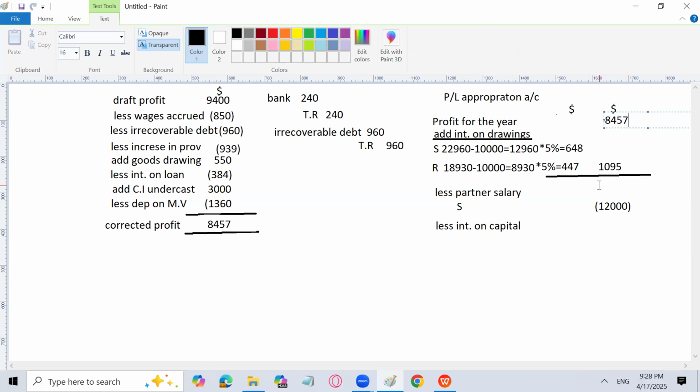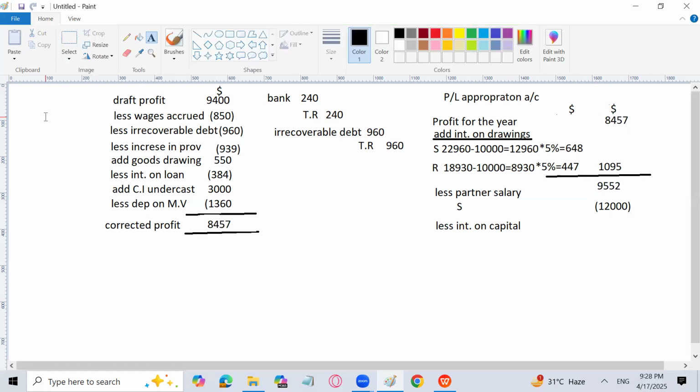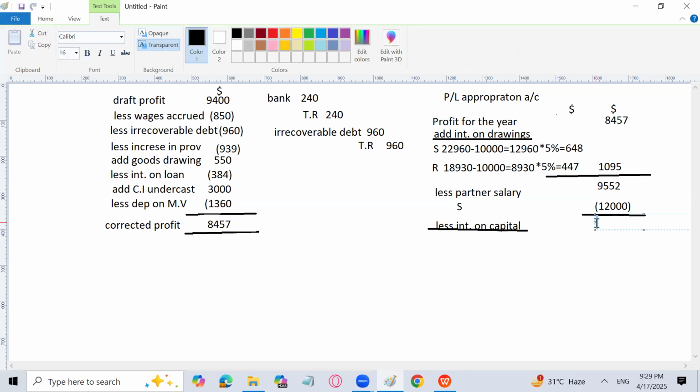Okay, now what is the amount over here? 8457 plus 1095 is 9552. 9552 minus 12,000, which is the partnership salary. How much will it be? Negative 2448. Okay. Now less interest on capital. That is for S and R.